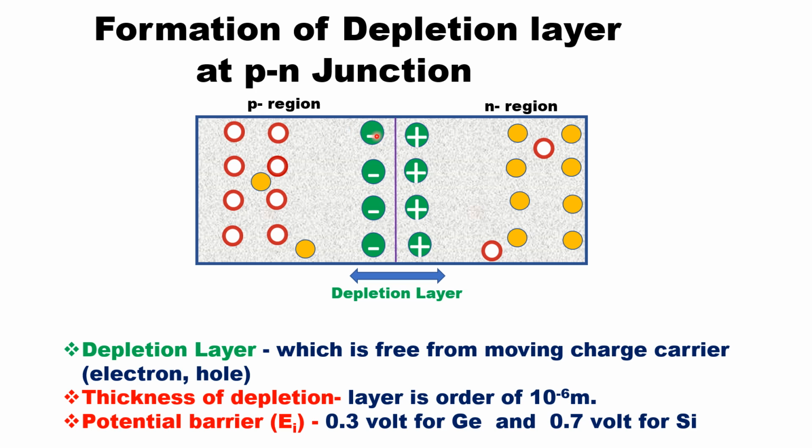Due to accumulation of negative charge in the P region and positive charge in the N region, a potential difference is set up across the junction, which further opposes the diffusion of charge carriers in the junction and acts as a potential barrier. And the direction of the potential barrier or internal electric field across the junction is from N to P region. The potential barrier is 0.3 volt for the germanium crystal and 0.7 volt for the silicon crystal.